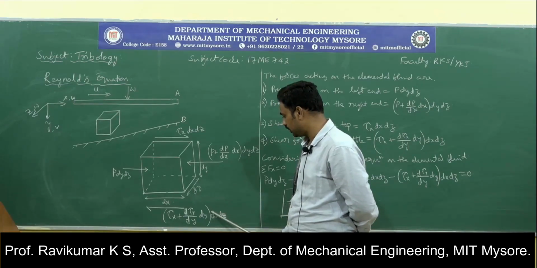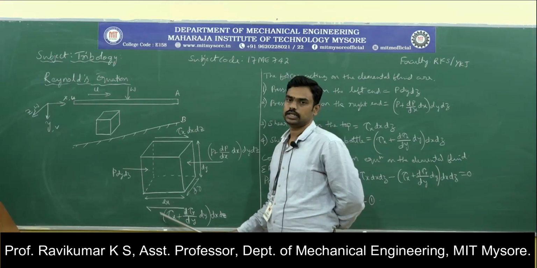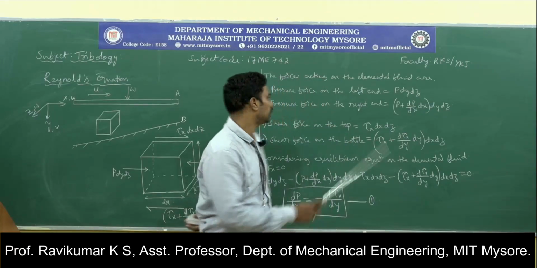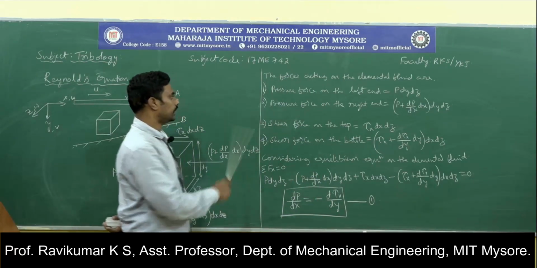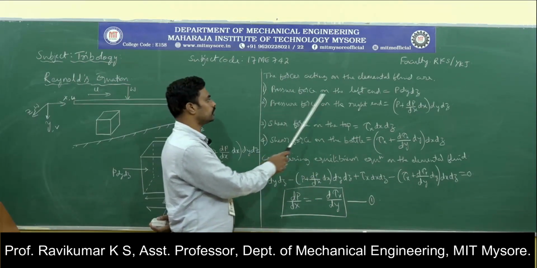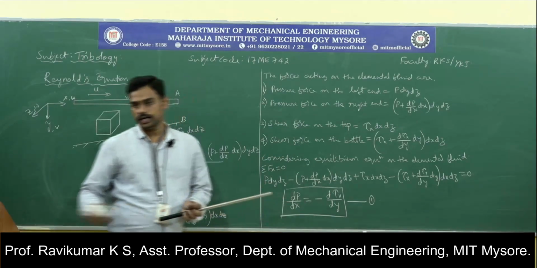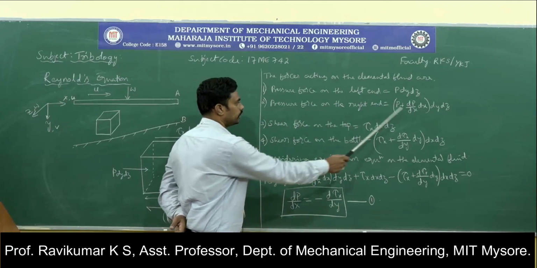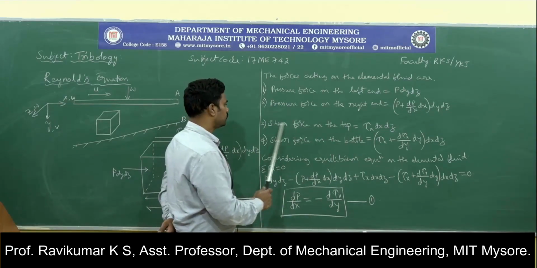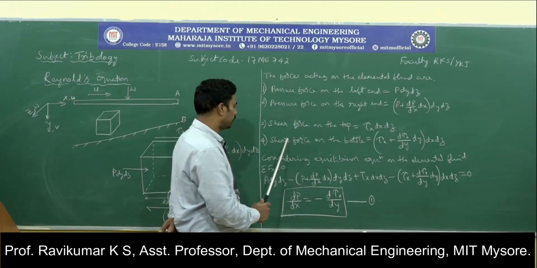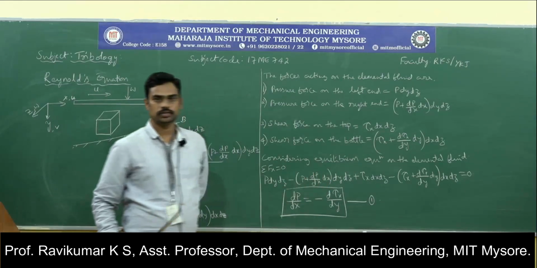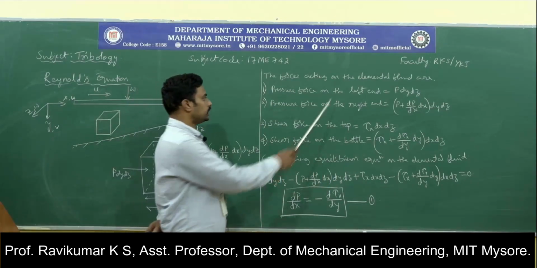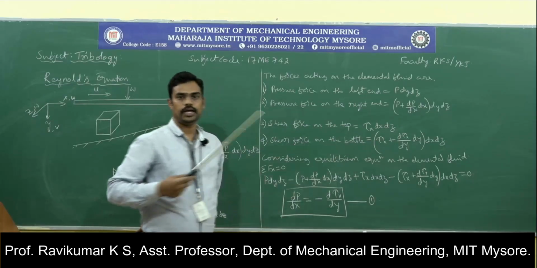So this is the area and this is the shear stress at the bottom surface. That is what is considered here. So the forces acting on the elemental length: the pressure force on the left hand side is considered as P into dy dx, on the right hand side so and so. Then the shear force on the top, and the shear force on the bottom. Again, consider these forces and apply the equilibrium equation.